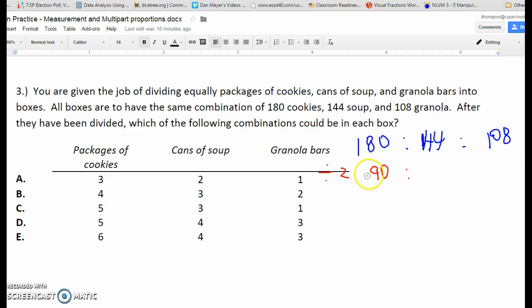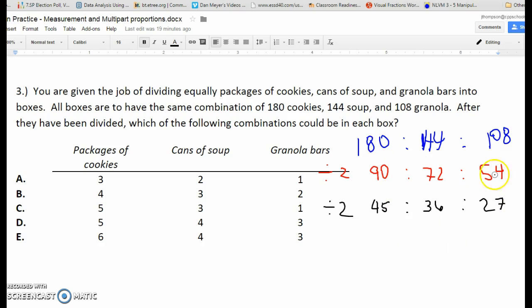So 180 divided by 2 is 90, 144 divided by 2 is 72, 108 divided by 2, that's 54. I can see again I can make this smaller. They're still even, so I could divide by 2 again. So now 90 divided by 2 is 45, 72 divided by 2 is 36, and 54 divided by 2 is 27.